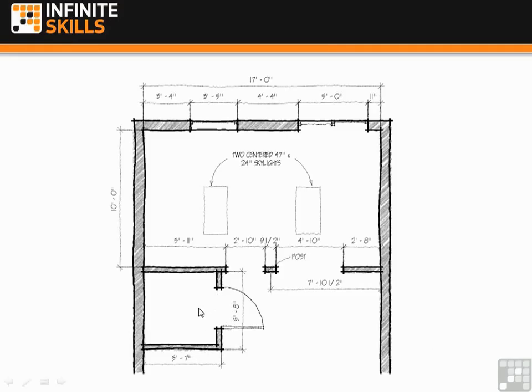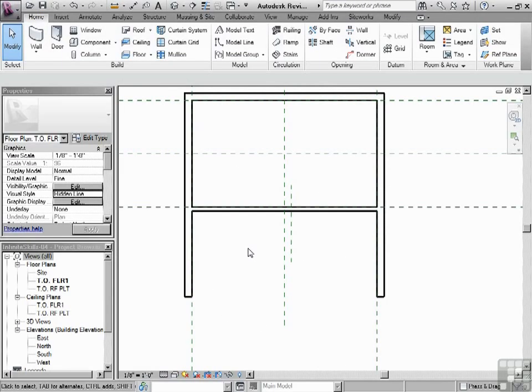It's 5'8" for that particular dimension right there, and then 5'7" for that wall right there. And that's to the exterior of those walls. That's important to note. So we're here in Revit.